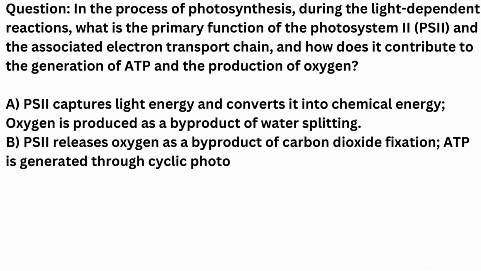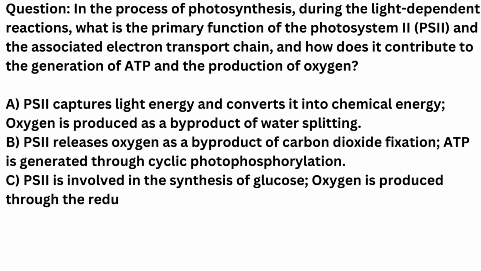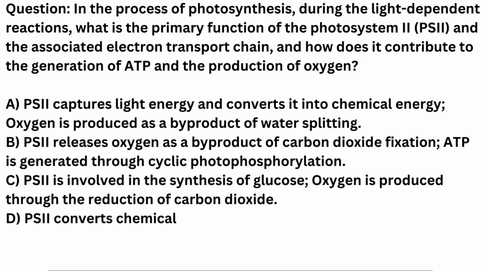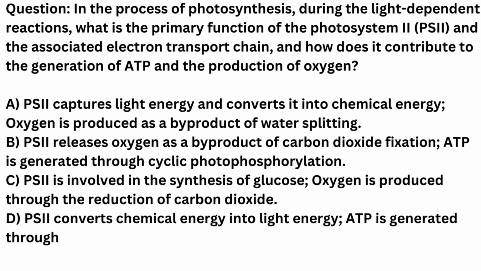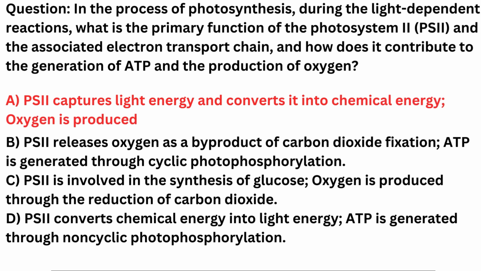C. PSII is involved in the synthesis of glucose. Oxygen is produced through the reduction of carbon dioxide. D. PSII converts chemical energy into light energy. ATP is generated through non-cyclic photophosphorylation. Correct answer is A. PSII captures light energy and converts it into chemical energy. Oxygen is produced as a byproduct of water splitting.